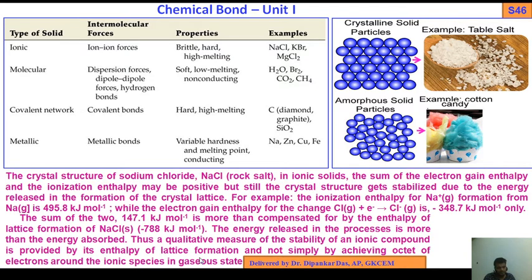Thus, a qualitative measure of the stability of an ionic compound is provided by its enthalpy of lattice formation, and not simply by achieving an octet of electrons around the ionic species in the gaseous state. We talked about attaining the nearest noble gas configuration, the octet. This is also a point, but the enthalpy of lattice formation is also very important.